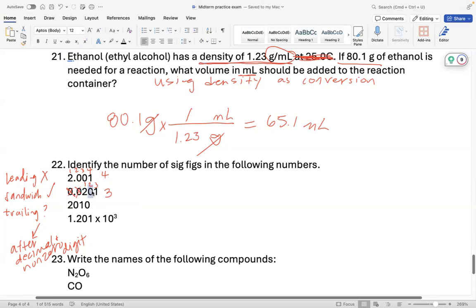So even if it's after the decimal, if it's a leading zero, it still will never count. Correct. It has to be after a decimal and a non-zero digit. Okay.